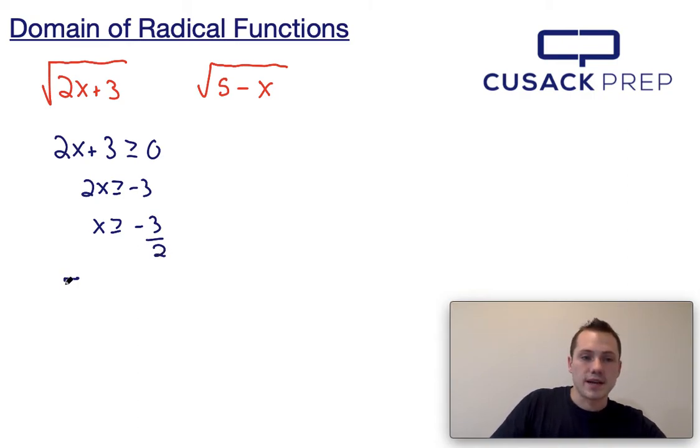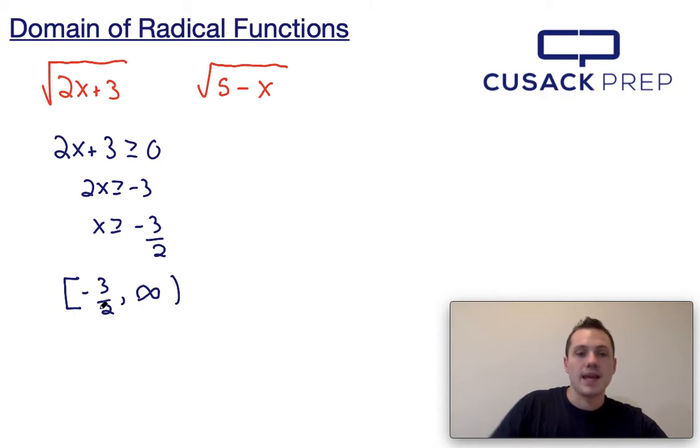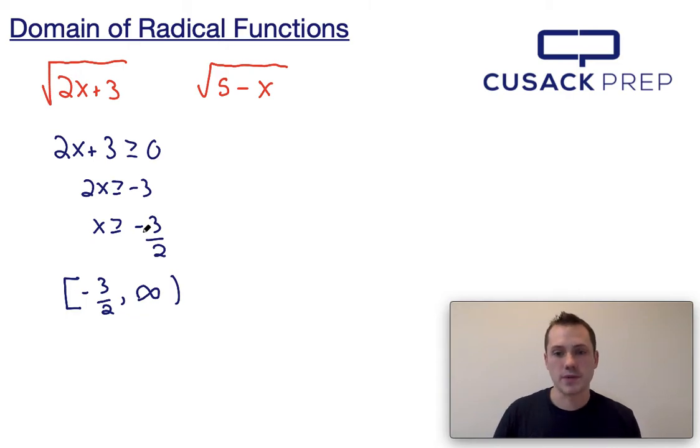So what I can do here is put a bracket. And in that bracket, I put negative 3 over 2 and then infinity. Now, the reason there's a bracket here is because it includes negative 3 over 2. That's the equal part of the greater than or equal to sign. And because we're going from negative 3 over 2 all the way up to infinity, we're showing that it's greater than negative 3 over 2.